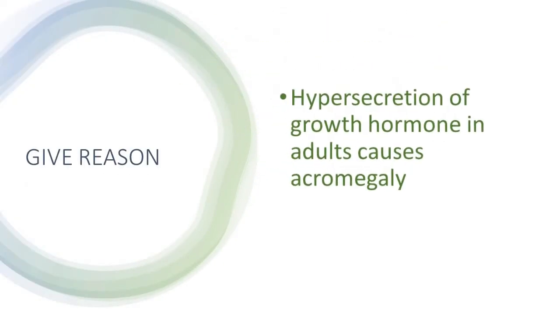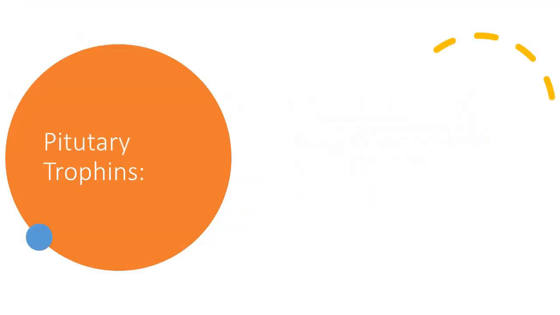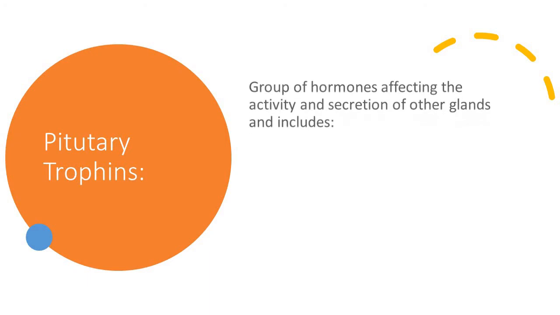When I ask you to give a reason: hypersecretion of growth hormone in adults causes acromegaly. Why? Of course, because the increased secretion of this hormone causes enlargement of the face, arms, legs, hands, and so on.